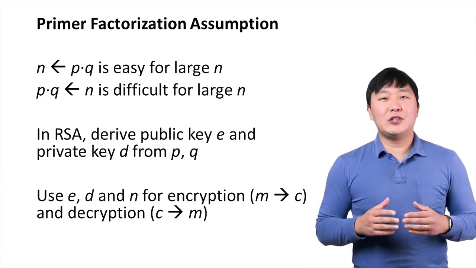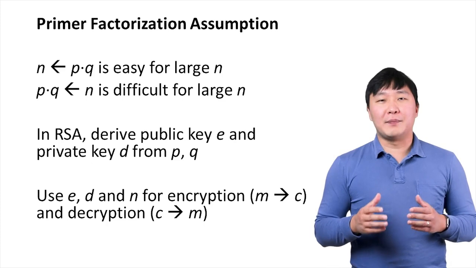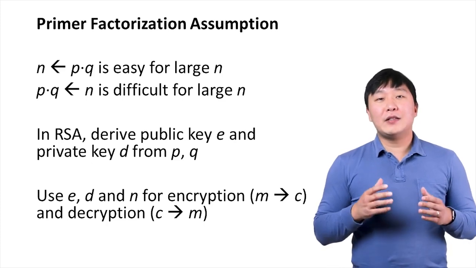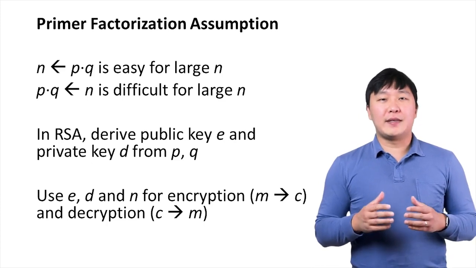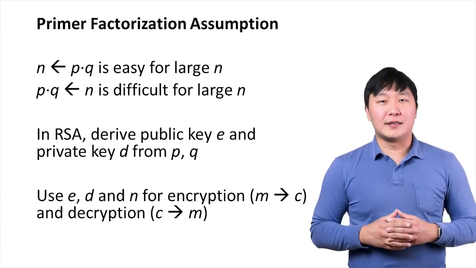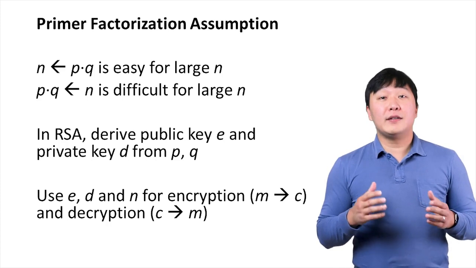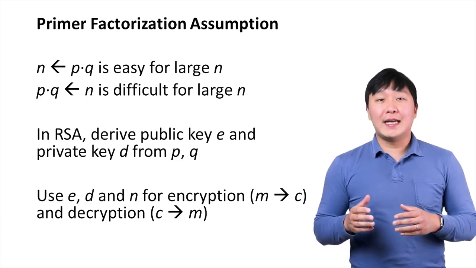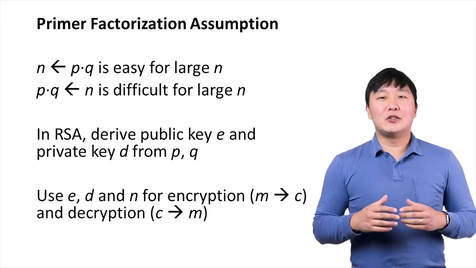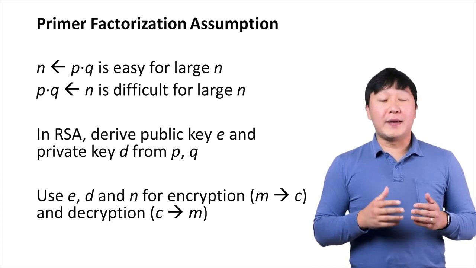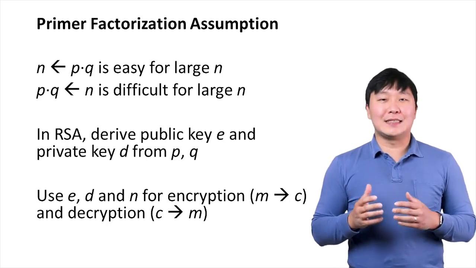In fact, p and q are only used for the key setup and nothing else, meaning p and q are only used within the user generating the key, and do not appear in the RSA encryption and decryption processes. From p and q, the public key E and the private key D are derived, and these keys are used for the encryption and decryption, where M is the plaintext and C is the ciphertext.